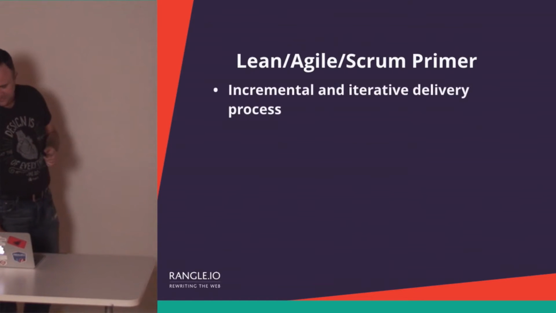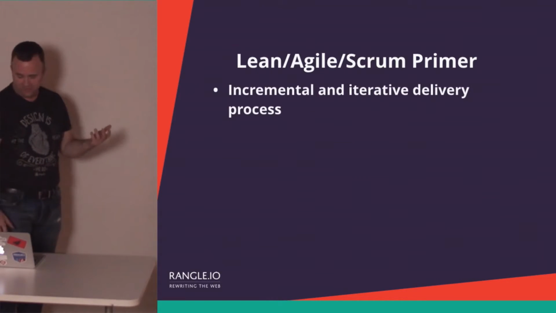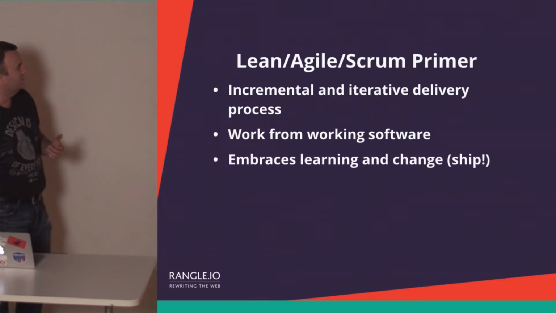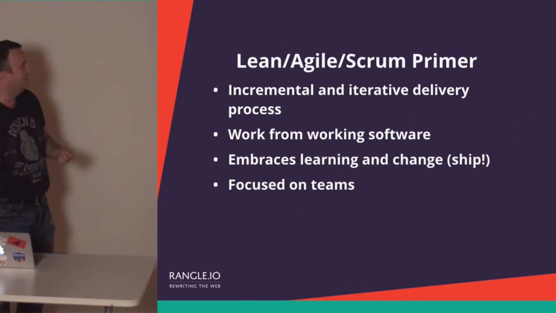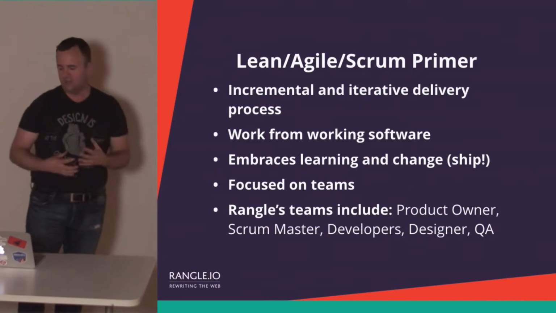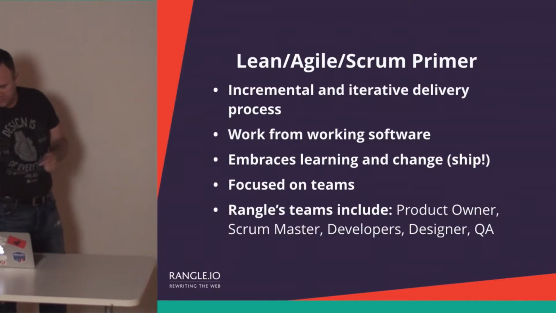So, the Lean Agile Scrum primer. I'm pretty sure most people know this, but it's really about working in an incremental and iterative delivery process, working from working software, and embracing learning and change. Ship the software, get it out there. It's focused on teams and people over process. Our Rangle teams include product owners, the Scrum Master, developers, designer, and QA. The product owner usually comes from the client, so we have a lot of different product owners, but our teams are fairly consistent.